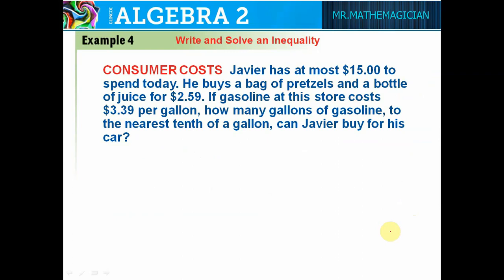Now, real world example. Jafir has at most $15. At most means smaller than or equal, because this is the maximum. This is the maximum he has. So if this is the maximum, we can use smaller than or equal. So at most is smaller than or equal.